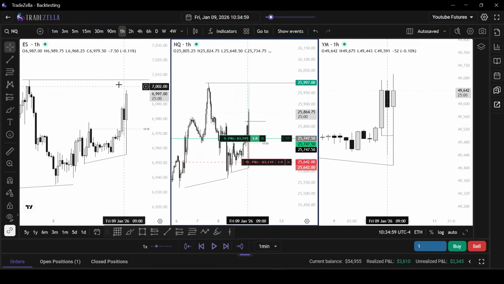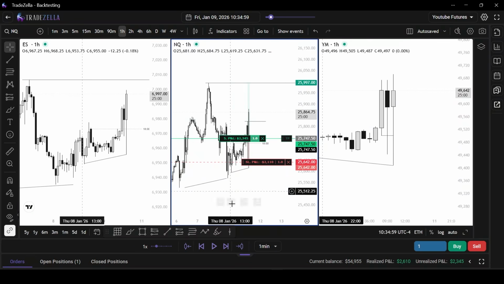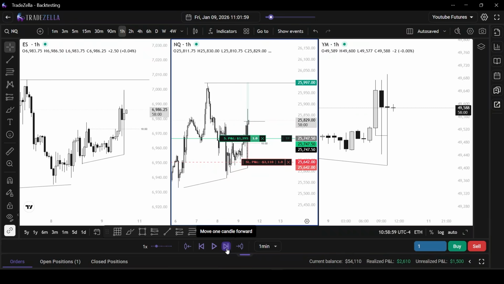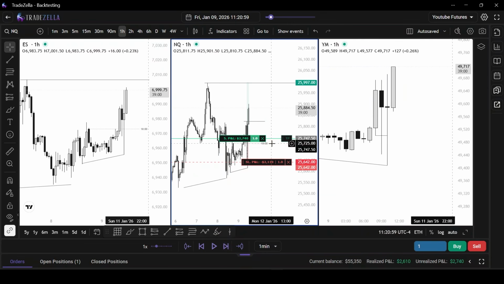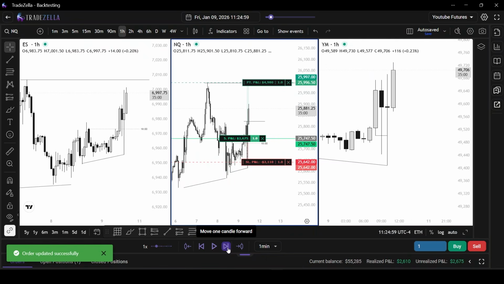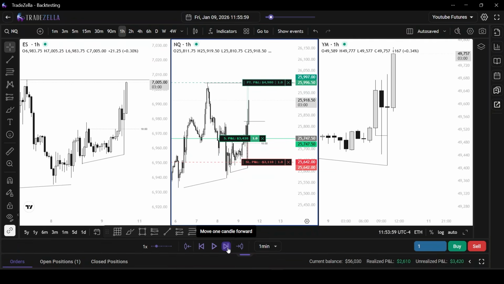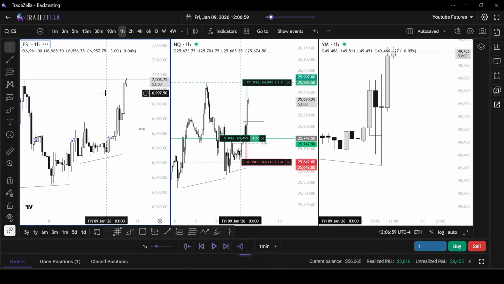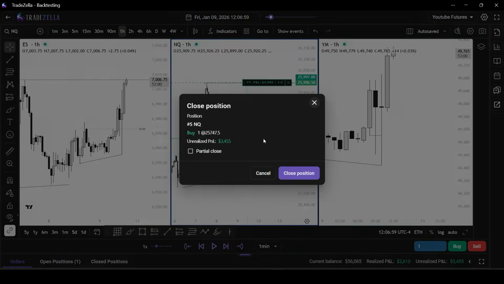I'm going to close the trade once either one of these assets hits this high. Let's see if that's going to happen. Okay, now this ES just hit that high, so I'm literally going to close the trade.